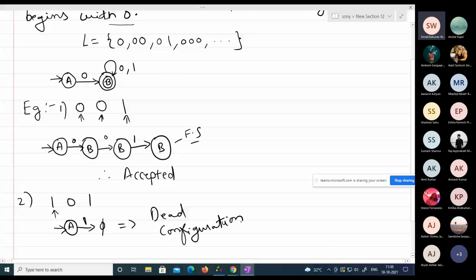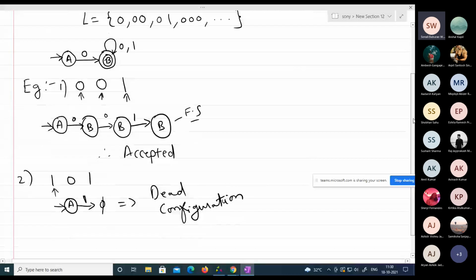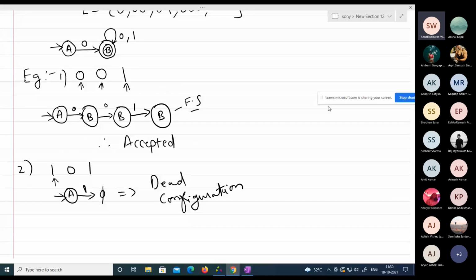So this was an NFA. You could show a dead configuration, but in a DFA we did not have a dead configuration. Instead, in a DFA we had a dead state. Now let's convert this NFA to our DFA.